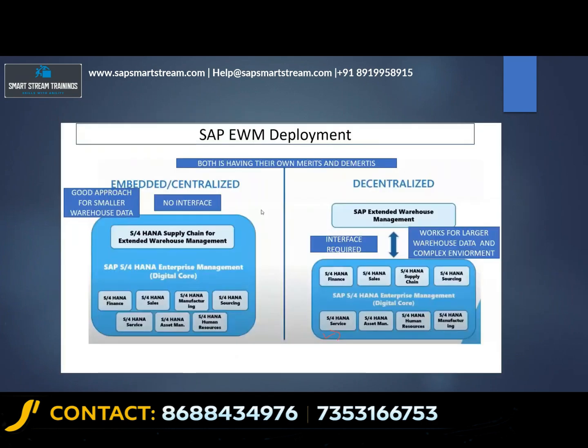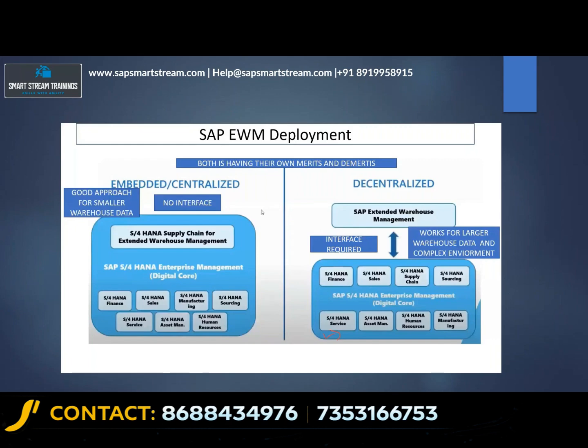Here I cleared this for architect and project manager edition, and here the embedded system, centralized system and decentralized system. You mentioned here the interface, something like web service, IDoc. So how is this data flowing from the EWM system? There is no interface here, right?